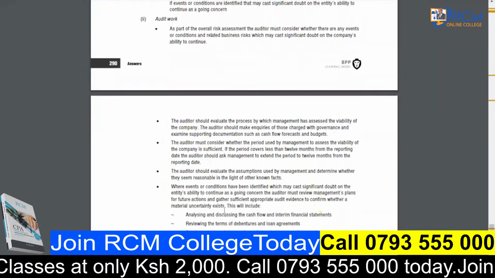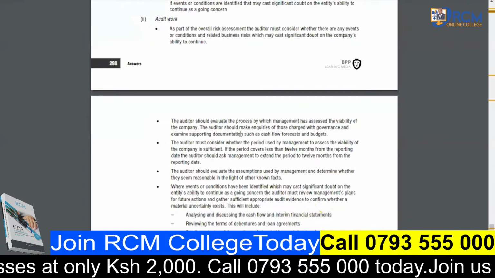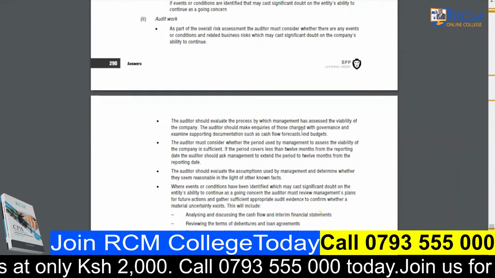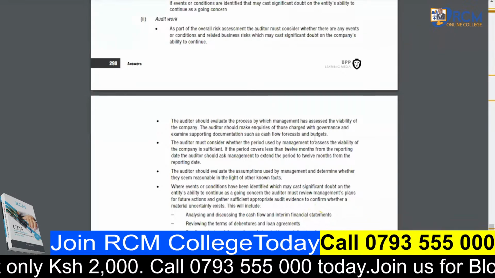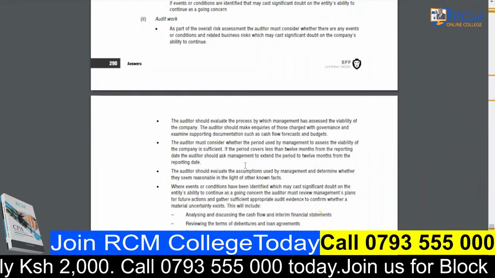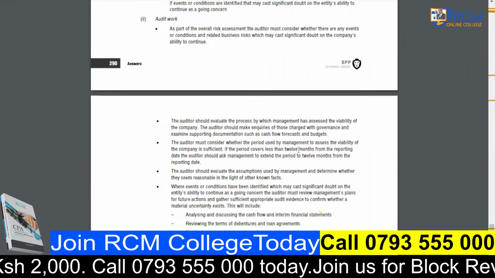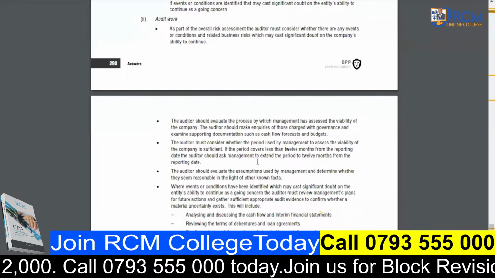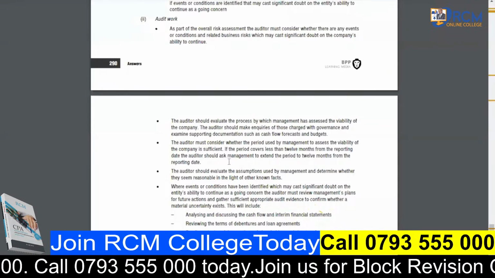Number two, the auditor should evaluate the process by which management has assessed the viability of the company. So the auditor should make inquiries of those charged with governance and examine supporting documentation such as cash flow forecasts and budgets. The auditor must consider whether the period used by management to assess the viability of the company is sufficient. If the period covers less than 12 months from the reporting date, the auditor should ask management to extend the period to 12 months from the reporting date.